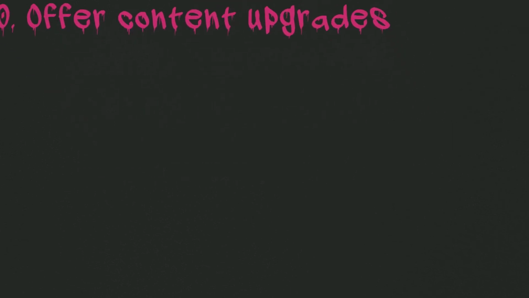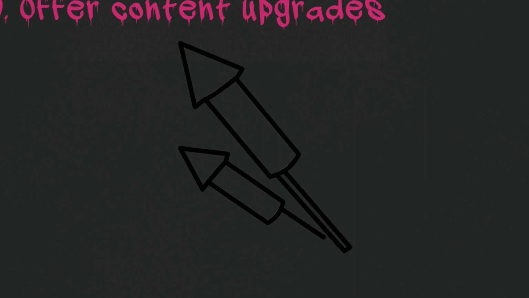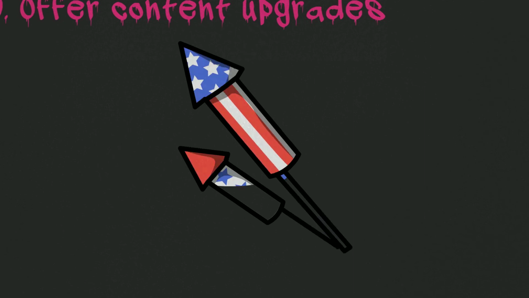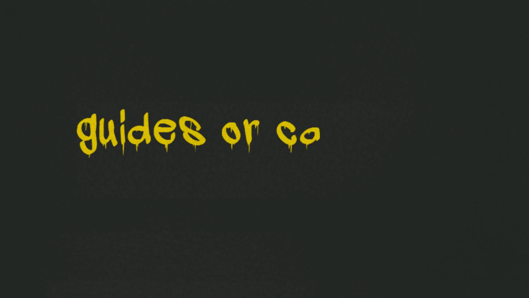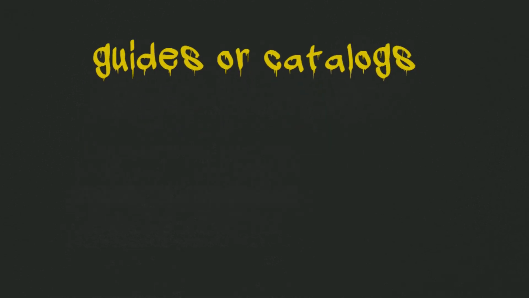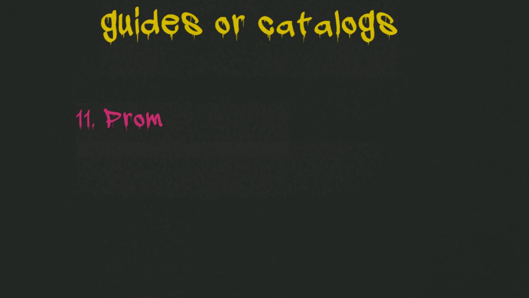10. Offer content upgrades. A content upgrade, also referred to as a lead magnet, is a gated piece of content a business can offer to their website visitors in exchange for their email address. In e-commerce, this can be everything from exclusive access to a members-only sale to actual gated pieces of written content, such as guides, catalogs, and more.